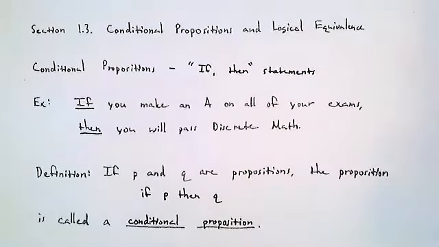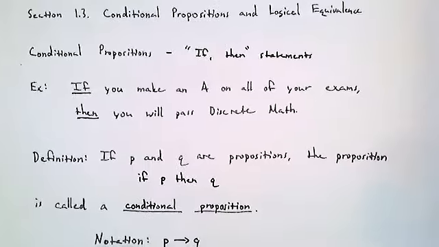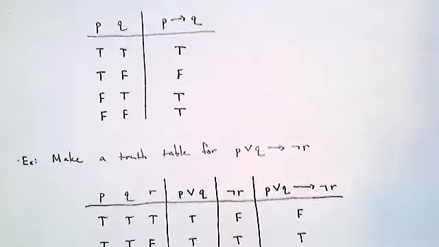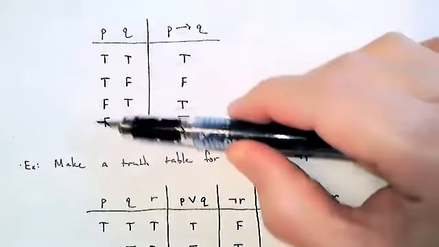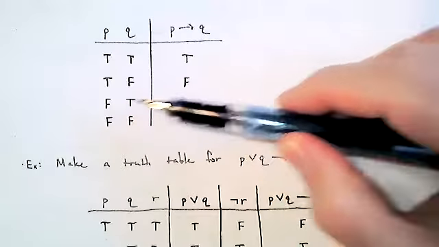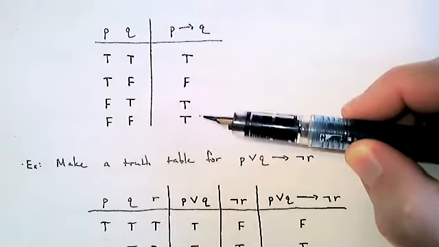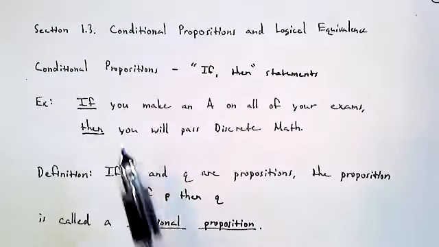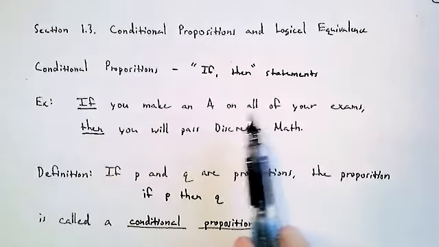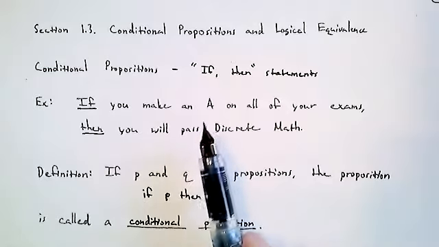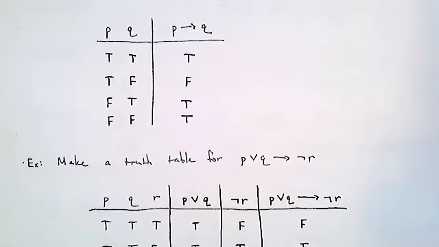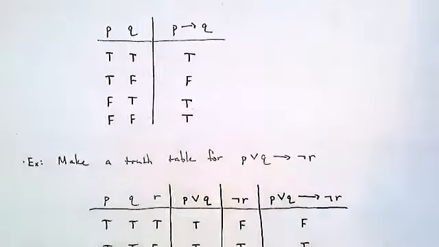And one of the tricky details about the conditional if-then statement is what to do when the left side, the if part, is false. It turns out that we should regard both of those as true, because going back to the example, we know that if you don't make an A on all of your exams, then it's still possible that you could pass, like if you make B's or C's. But you could also fail. So in either case, we have to consider the overall statement is still true.